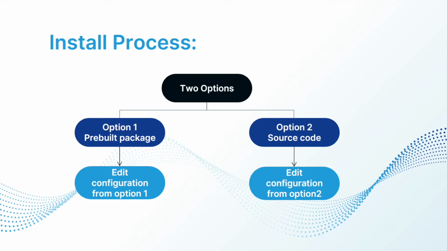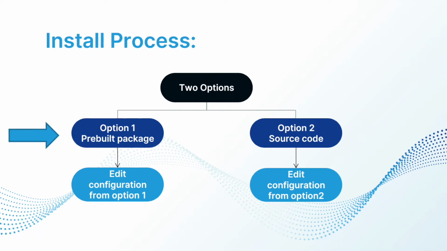There are two installation process options for you to choose from based on your preference. The first option is to install from the pre-built package, and the second option is to install from the source code. You need to edit the configurations followed by both options. I will demonstrate both options in this video. Now, let me show you the installation option from the pre-built package.